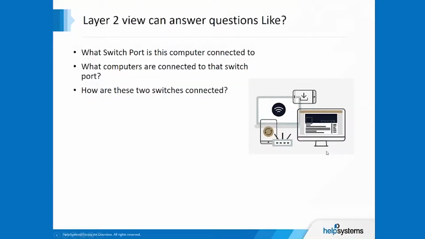Intermapper has a Layer 2 function that allows you to convert a Layer 3 diagram to a Layer 2 diagram. Some of the things that Layer 2 can provide for you are simple things like what switch port is this computer connected to, or what computers are connected to whatever switch port you're looking for, and how are these two switches connected.